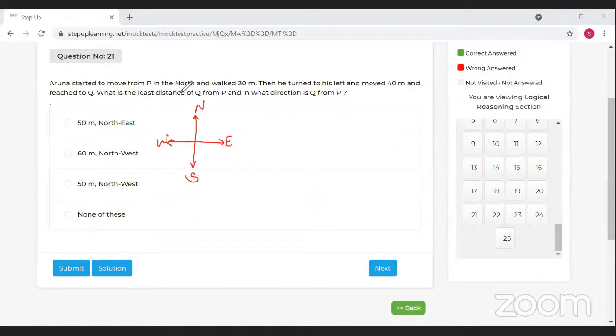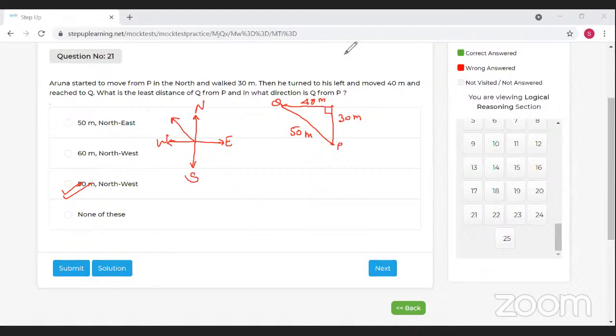Now Aruna moved from P in north and walked 30 meters. Then he turned towards his left. So your left will be this side, and he moved 40 meters and reached Q. What is the least distance? Whenever it is the least distance, it will be this. This is nothing but a right angle triangle, and this is the Pythagoras theorem. So 30, 40, 50 is the answer. In which direction? Northwest. So your answer is northwest. Okay, C is the answer.